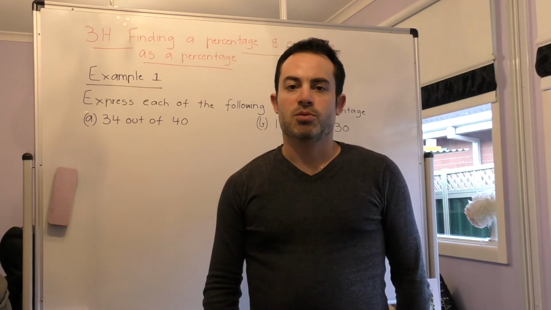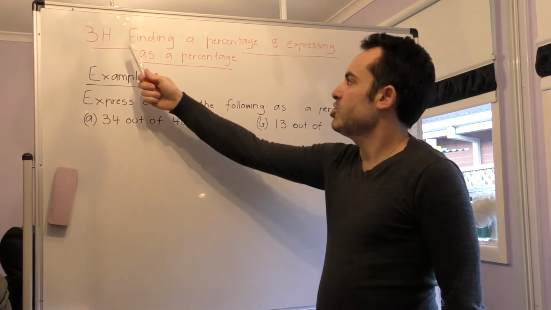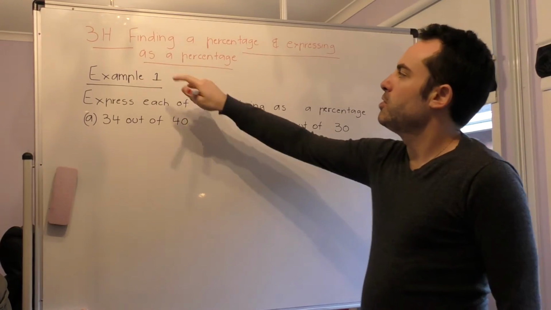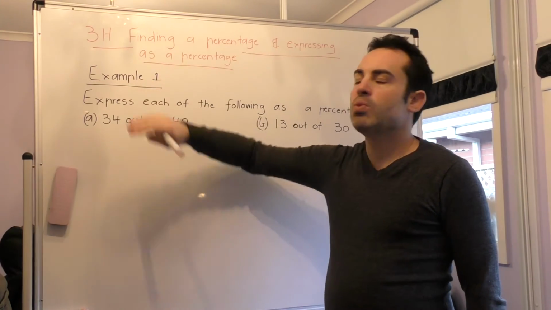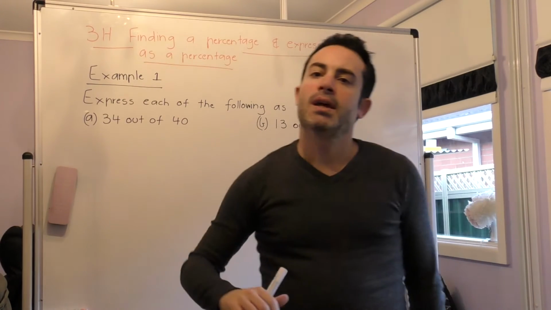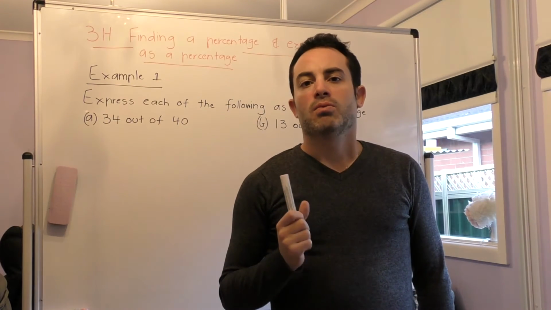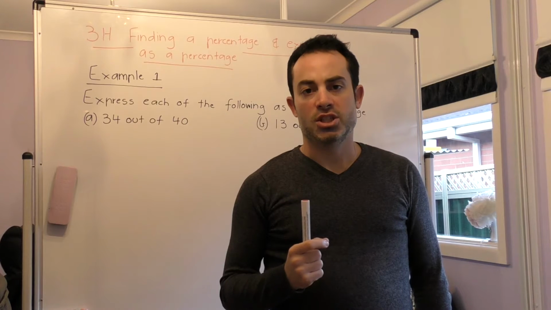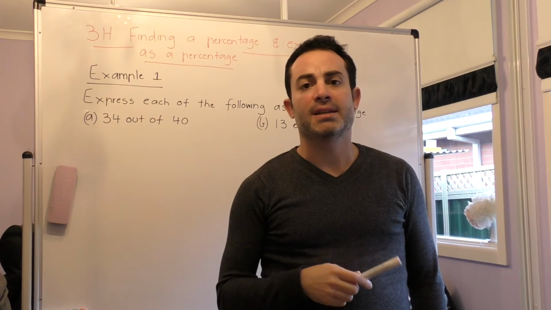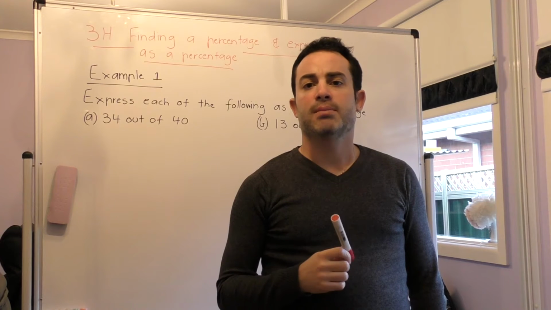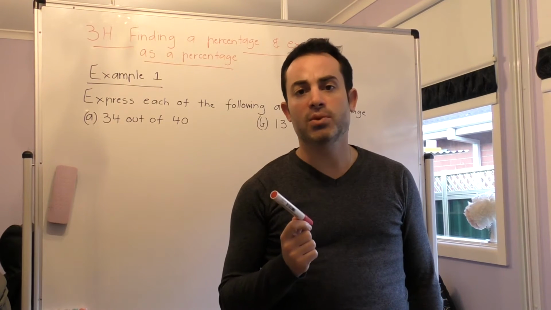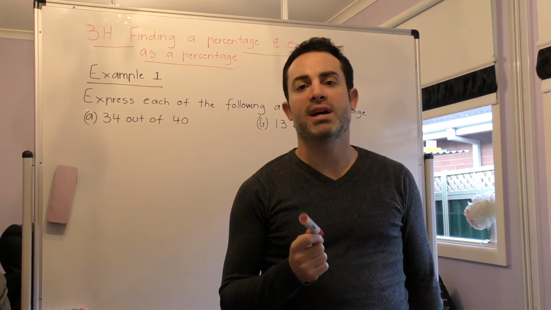So today we're going to be moving on to exercise 3H, which is finding a percentage and expressing as a percentage. So in example 1, we're going to be looking at the first part, which is finding a percentage. Now, the question is, when do you guys use percentages? At school, we use percentages when we want to calculate our test scores. For example, let's just say you got 20 out of 40 on a test. We do 20 divided by 40, and then we times our answer by 100.